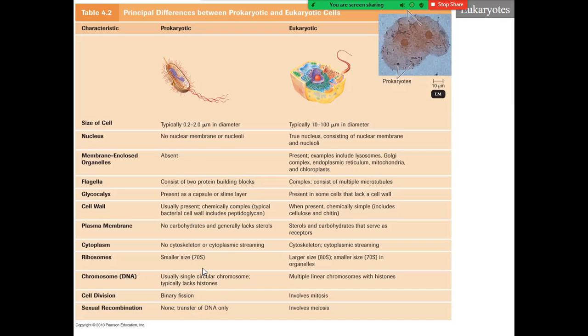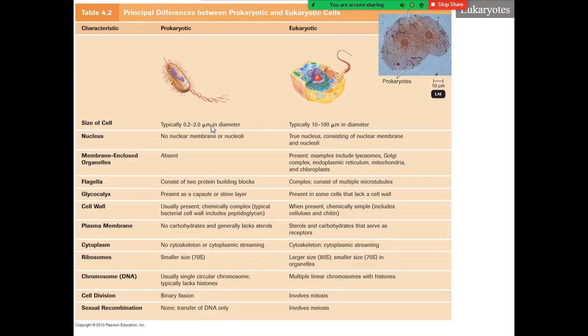The ribosomes are smaller in a prokaryotic cell. They're larger, 80S in size, in a eukaryotic cell. The chromosome of a prokaryotic cell is usually a singular, circular chromosome. The bacteria lack the histone proteins. The DNA, or the chromosome, of a eukaryote is usually multiple chromosomes. They're linear, meaning they have a starting position and an ending position. And then the DNA is associated with histone proteins.